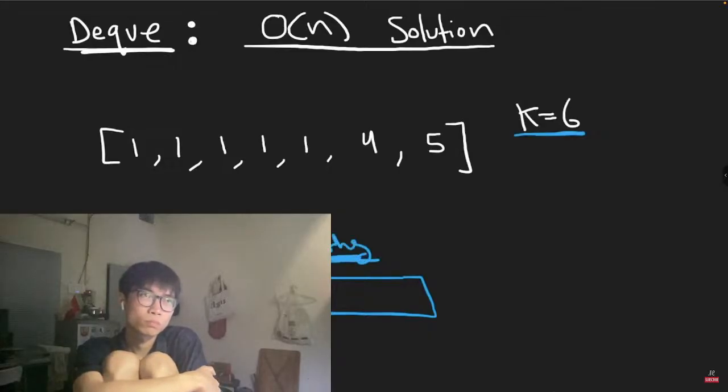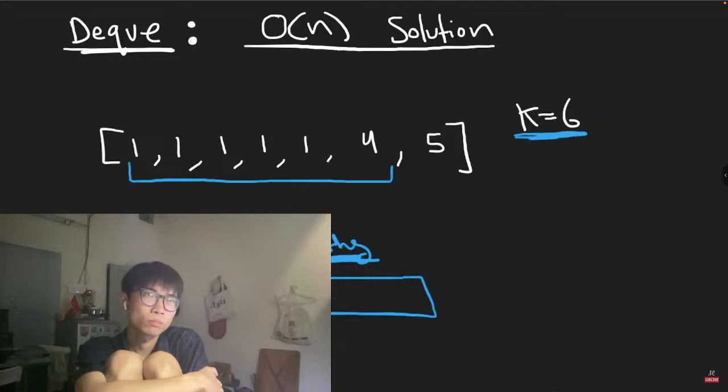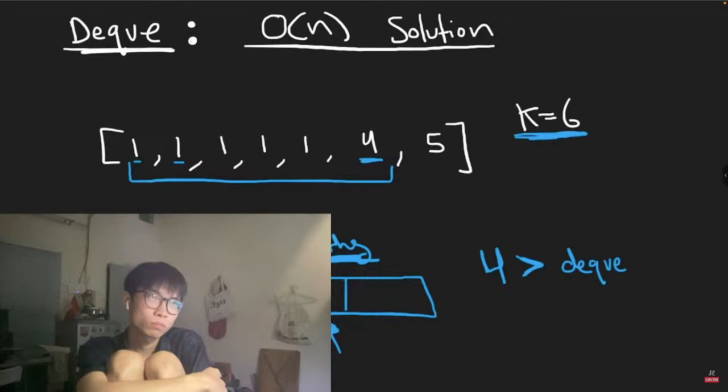So we know our sliding window is initially size 6, right? K equals 6. So we're going to take the first one, put it in our window, the second one, put it in our window, and then just repeat that. We have 5 ones. We're going to add all of them. And then we get a 4. Since 4 is greater than the value at the rightmost position of our deque, we're going to pop this value off.